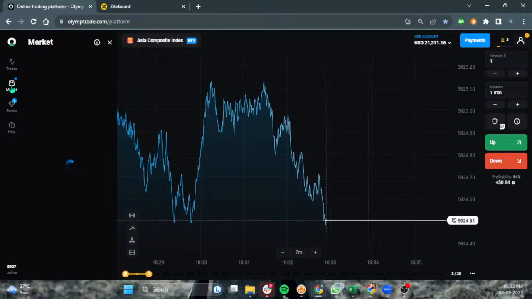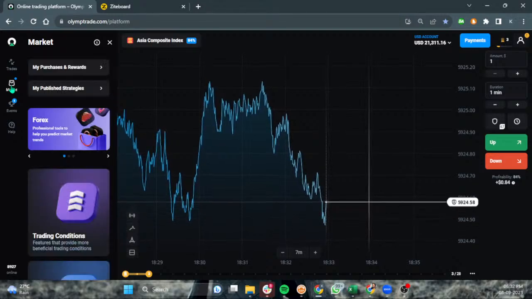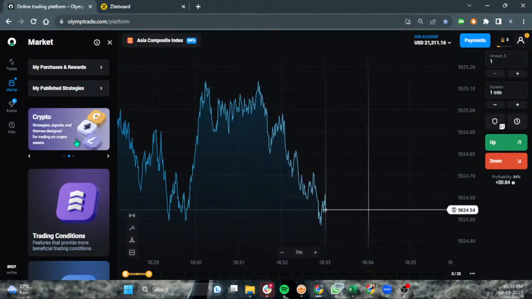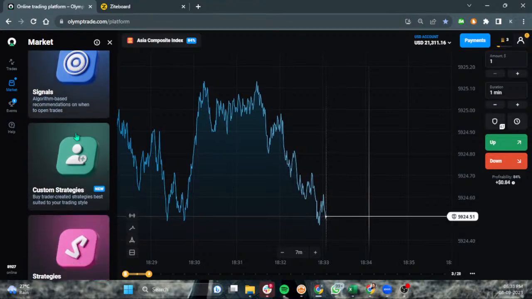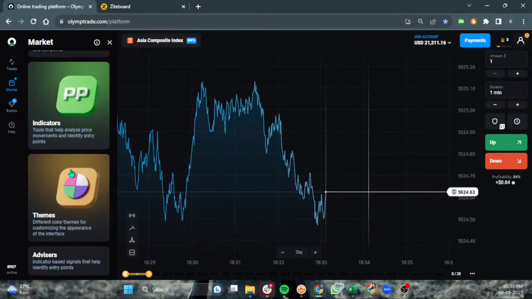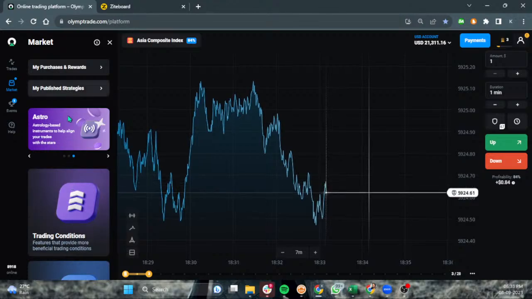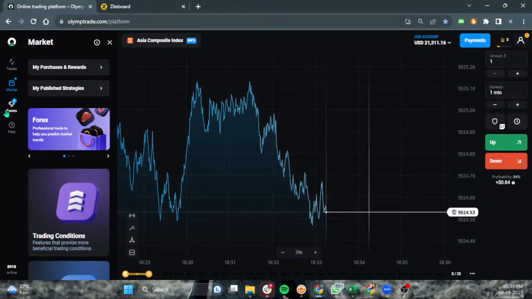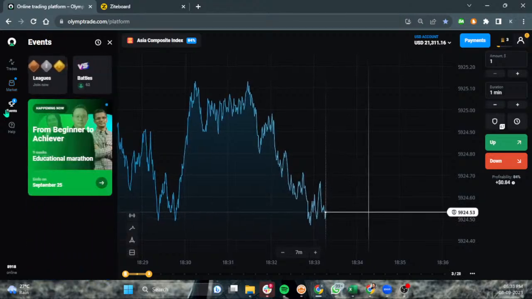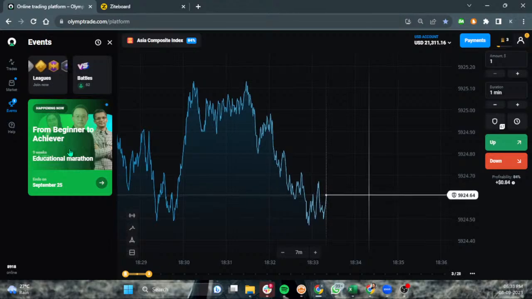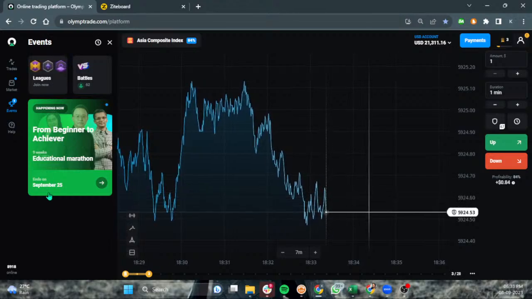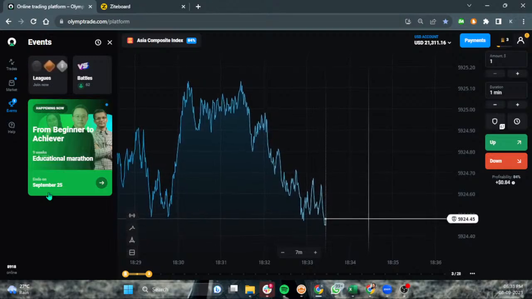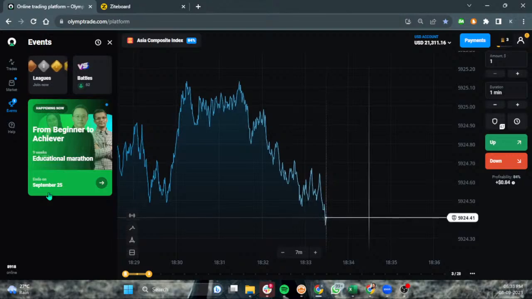Afterwards, the market section. Whenever you want additional indicators or strategies, you can find all that information here. Trading conditions, signals, custom strategies, indicators, themes, whatever you need, you can purchase from the marketplace. Afterwards, there's events, and this is a really important thing, to be honest with you guys. Right now, there's only one event going on, Beginners to Achiever, and it is going on till September 25. In case you have not participated in this one yet, it's never too late. You can start right away.